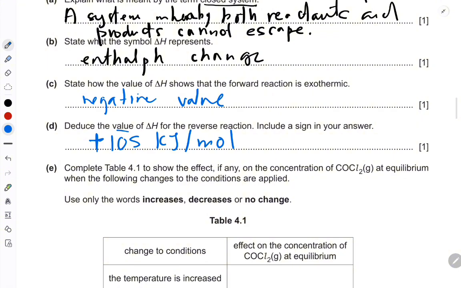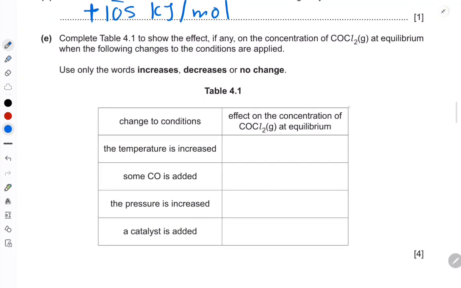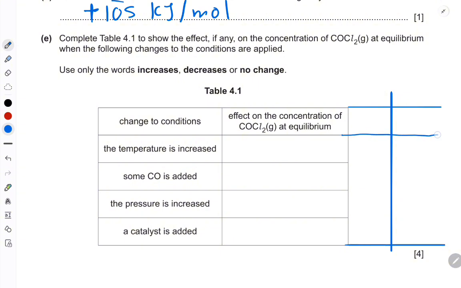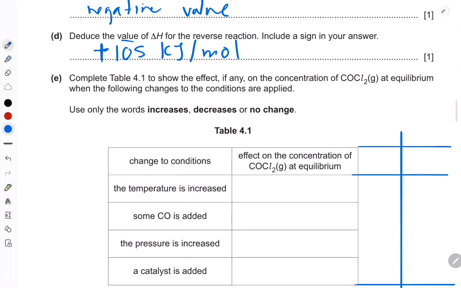Now, complete the table. Okay, now for this kind of questions, I'm going to teach you some interesting ideas and how you can tackle this. Okay, class? So this is my table that I'm going to put on the right hand side for you to understand. Because when you look at this equation, so I'm going to write the equation here. So we've got carbon monoxide plus chlorine, double arrow, reversible, COCl2, delta H in the forward reaction is negative.